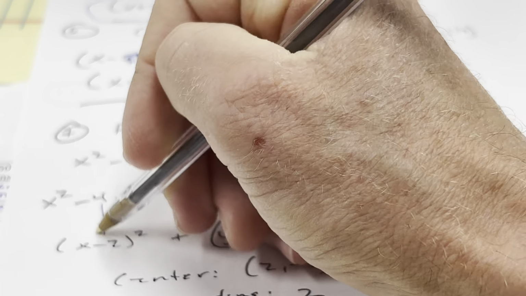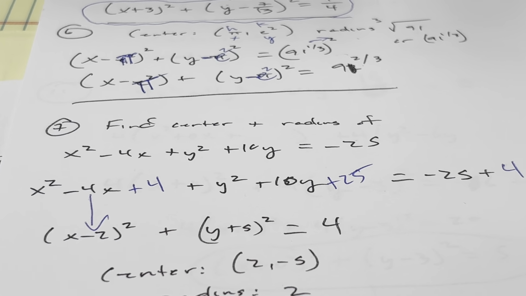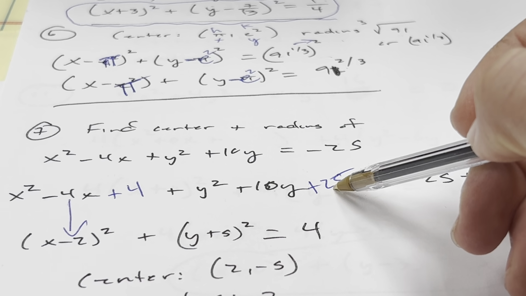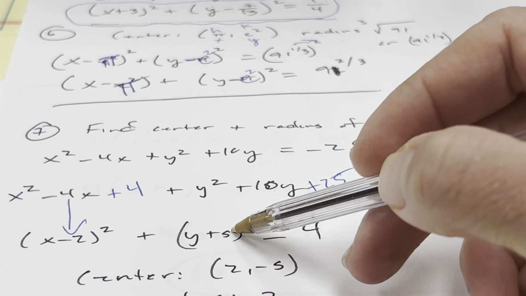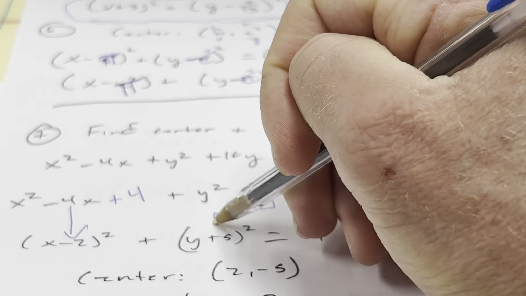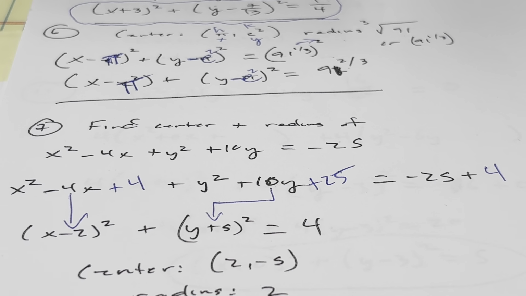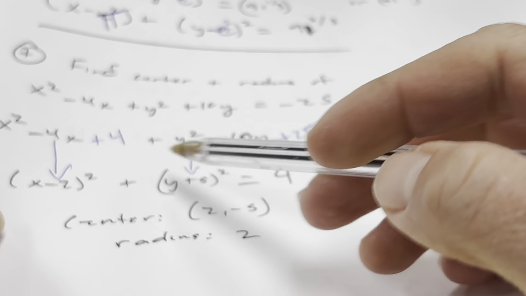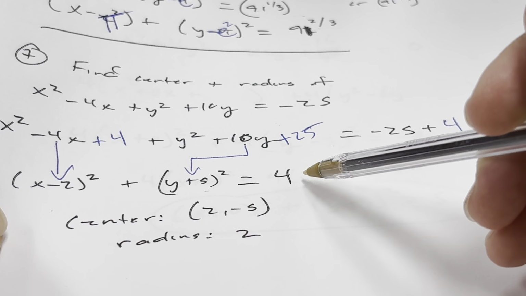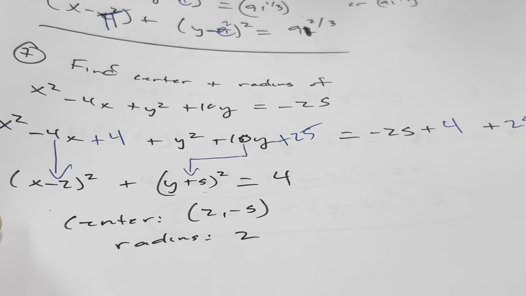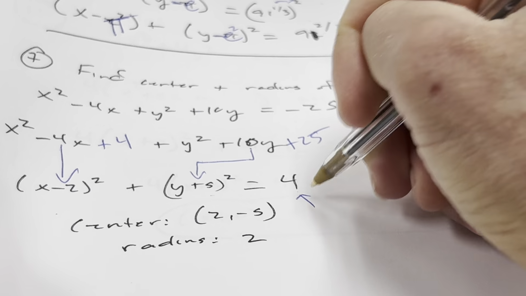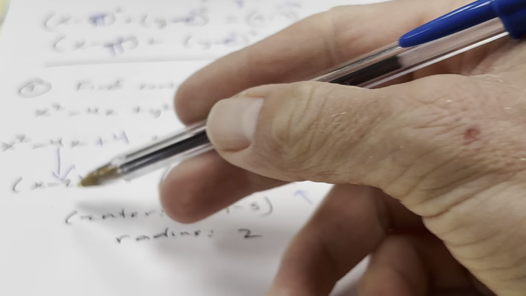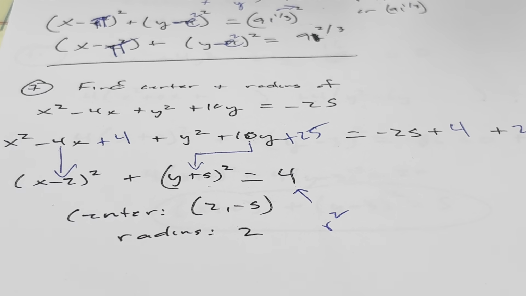Then what multiplies to 4 and adds to negative 4? Negative 2 twice. It's always half the middle term. What's half the middle term? 5. 25, what multiplies to 25 and adds to 10? 5. Y plus 5, all of it squared. The center is 2, negative 5. The radius is 2. All right, take the square root of this. Center is 2, negative 5, and the radius is 2. This is the equation in standard form, center, radius.